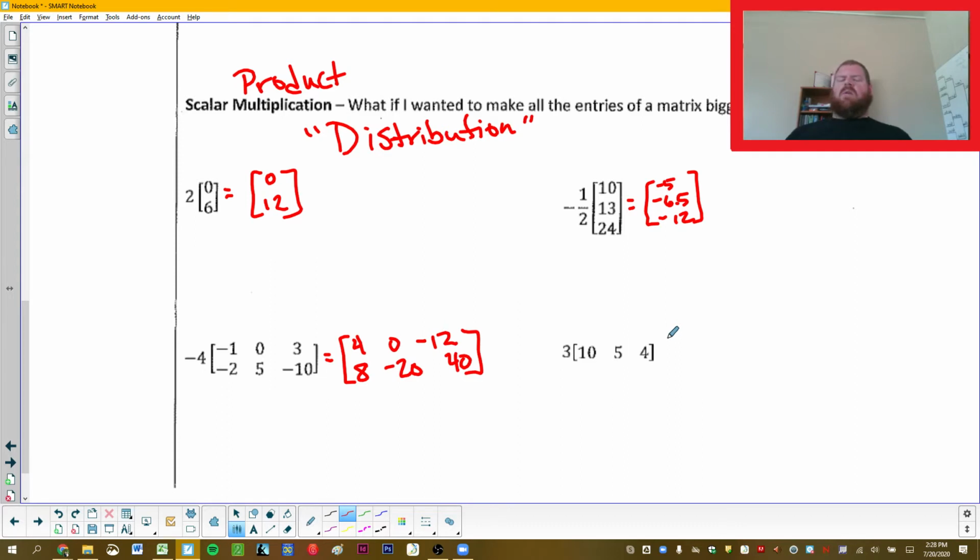Last but not least, we're going to multiply 3 by a 1 by 3 matrix. So my resulting matrix will be 1 by 3: 30, 15, 12.